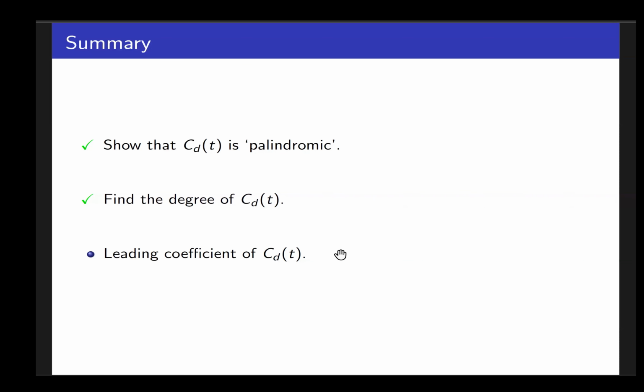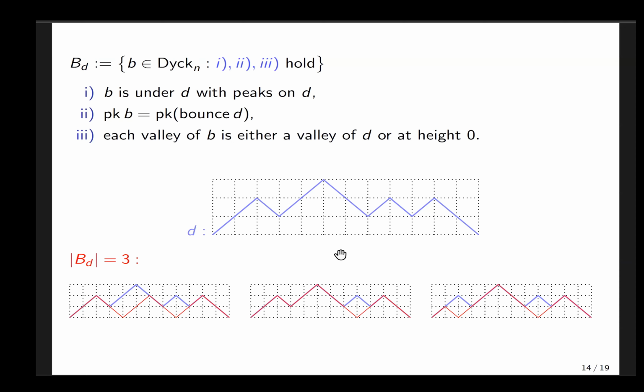The leading coefficient now, after finding the degree and observing the palindromicity. Right, so for this, we came across an idea similar to bounce paths. It's a class of paths that are almost bounce paths under my dig path that I start with. So here in blue is this dig path I start with. And then I want all paths under it that have the same number of peaks as its corresponding bounce path. And they are under it in a reasonable way. And the valley of them is either on the floor, at height 0, or it's exactly on the level of the dig path. It doesn't leave the dig path. So one of the two.